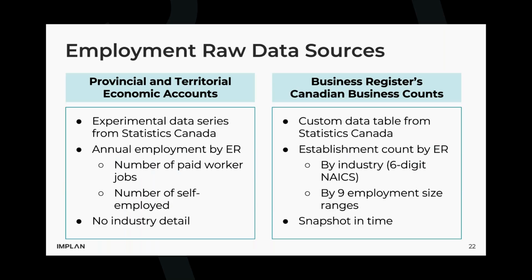Industry detail is derived by combining the provincial and territorial economic account data with a custom Canadian business count data table from the Business Register. This dataset provides, for a snapshot in time, the number of establishments by economic region, by industry, specifically at the 6-digit NAICS level, and by employment range, which incorporates 9 different employment size ranges. So we combine these two data sets as the foundation for our sub-provincial data.